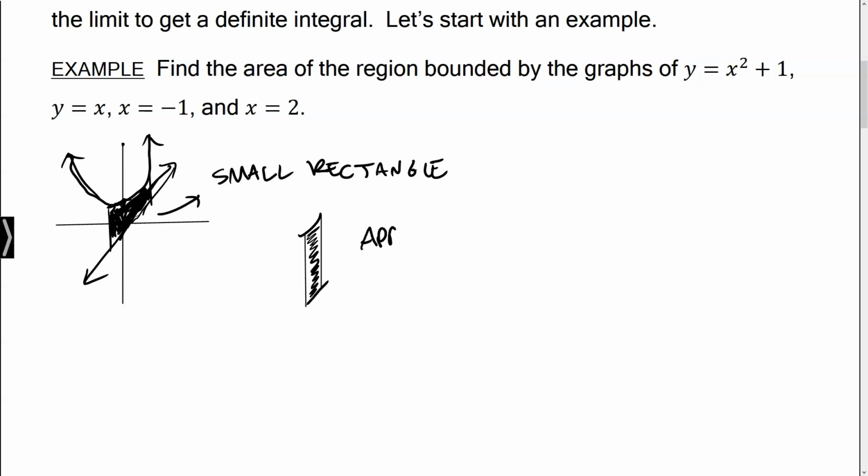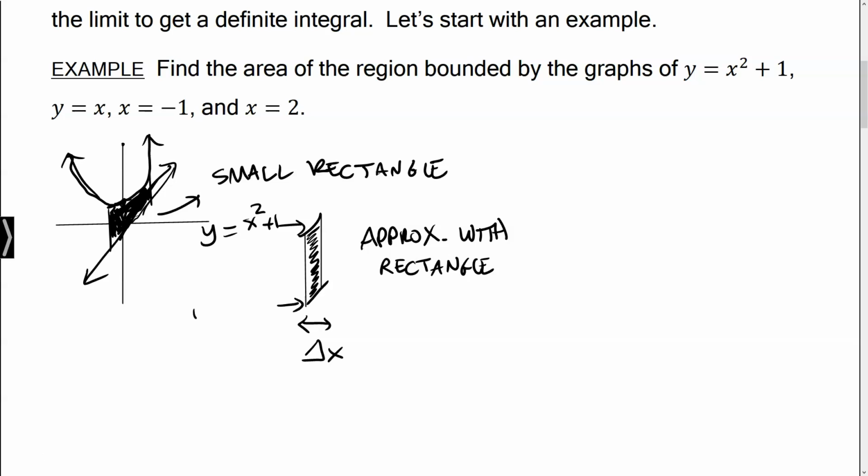So we approximate this with a rectangle. The actual region is not really a rectangle, but we're going to approximate it with a rectangle. So it's going to have width delta x, and then the height here, since this is x squared plus 1, that's the y-coordinate, and the y-coordinate down here is y equals x. Then the difference between the two is x squared plus 1 subtract x, or x squared minus x plus 1.